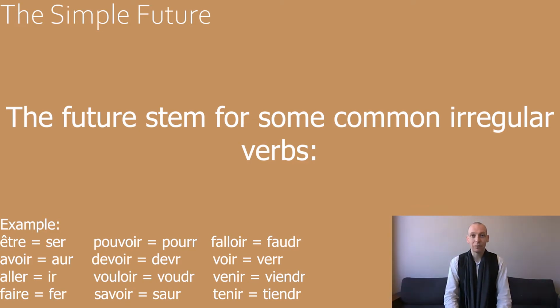The future stem for pouvoir is pourr. The future stem for devoir is devr. The future stem for vouloir is voudr. The future stem for savoir is saur. The future stem for falloir is faudr. The future stem for voir is verr. The future stem for venir is viendr, and the future stem for tenir is tiendr.